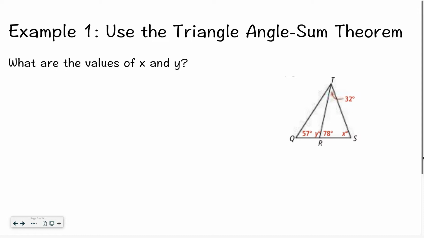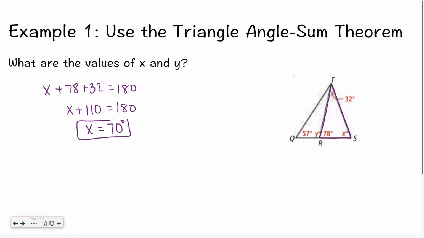All right, so let's use the triangle angle sum theorem and find the values of x and y. If I look for x, I see that's inside the smaller triangle here. I know that all of my measures need to add up to 180, so I can say x plus 78 plus 32 equals 180, or x plus 110 equals 180, oops, I can't write to save my life today, so x equals 70 degrees.